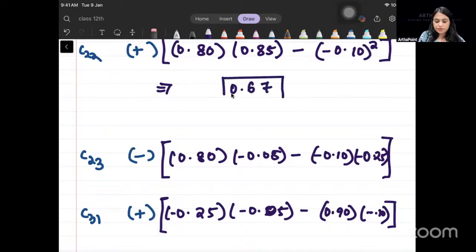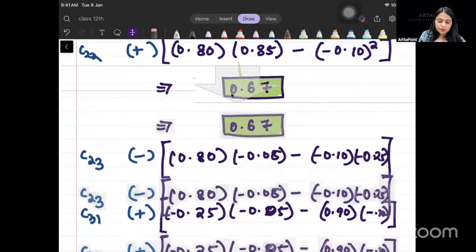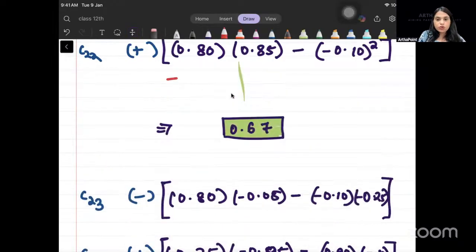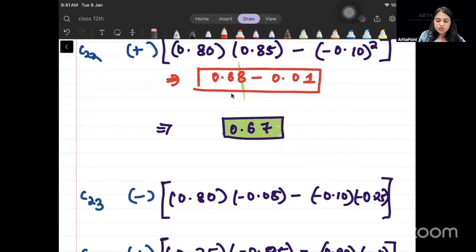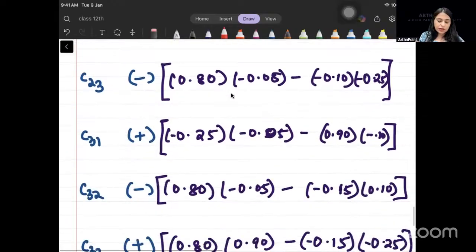Then if we do C22, C22 is giving me 0.67. So 0.80 into 0.85, this is coming out as 0.68 minus 0.01. So I'm getting the answer because this is just negative. Whole square mein to it becomes positive, na? So when I subtract, 0.67 will come.